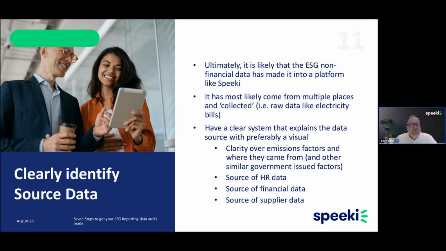So where did those numbers come from? They came from the accounting system. Excellent. Where did those numbers come from? They came from invoices. Excellent. Where did the invoices come from? They came from the supplier. And on those invoices, we can clearly see the percentage and we can see how that's been traced through. Now, that's one way that the source data may have come from.